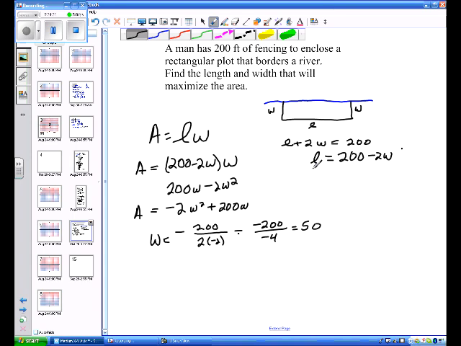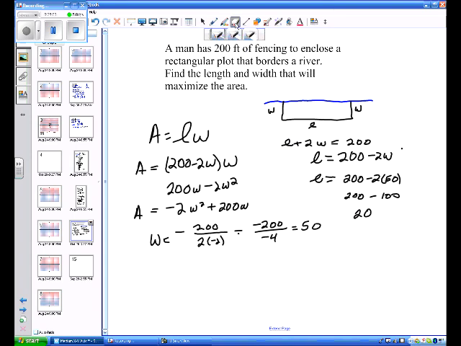So for the maximum area, then the width would need to be 50. To find out what the length is, well, we have a little formula here to substitute into. We can find out the length is equal to 200 minus 2 times w, which was 50, or 200 minus 100, which is 100, not 200, but it's 100.